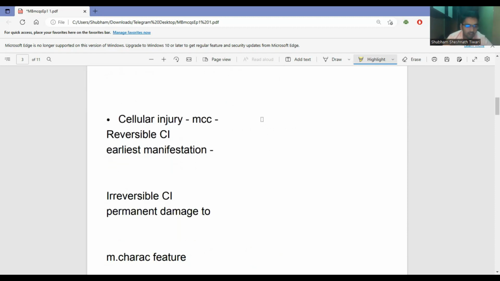So let's start with our discussion. As we all know, the most common cause of cellular injury is hypoxia. Sorry, guys, I'm still not used to using this one. Hypoxia. I hope you understand what I'm writing. And then reversible cell injury. Cellular injury is of two types, reversible and irreversible.